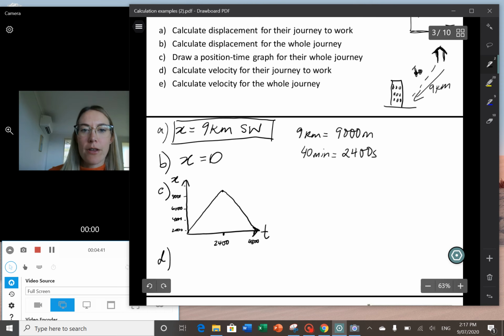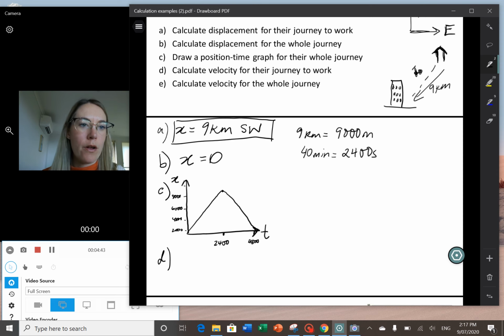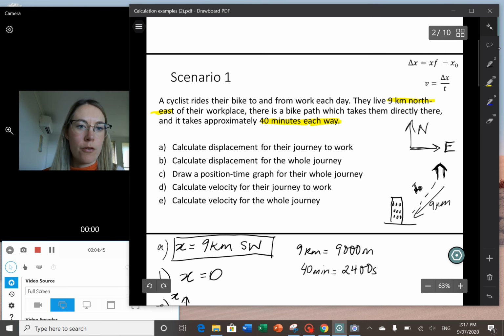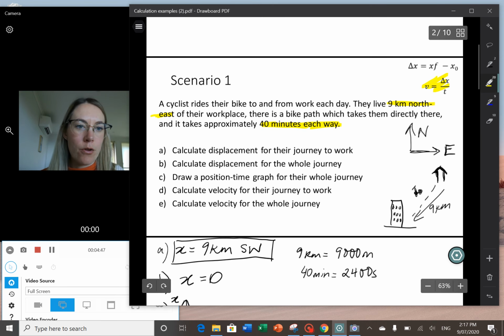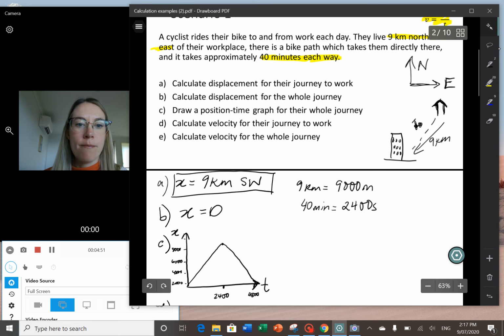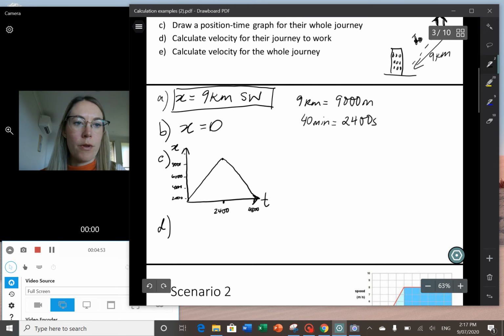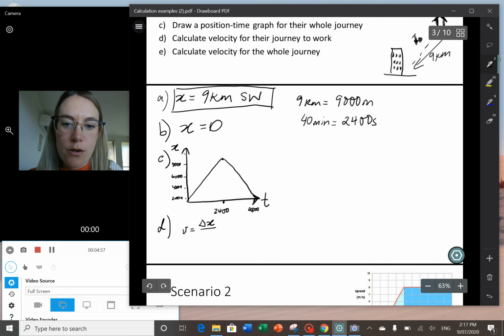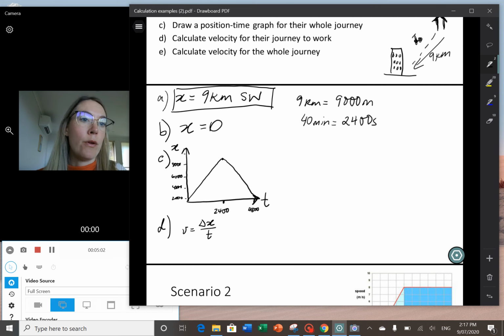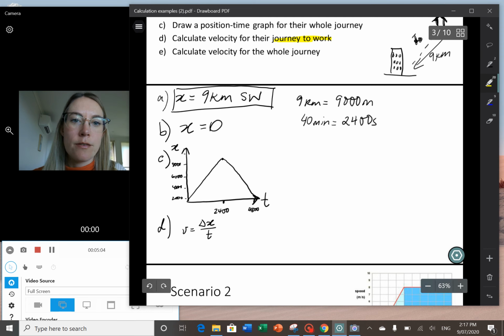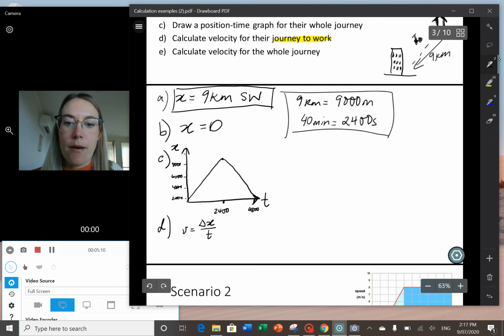Part D, calculate the velocity for their journey to work. So let's have a quick look at the top of this slide. Velocity is equal to a change in position over time. So that's the formula we're going to want to use. Velocity is equal to a change in position over time. We're looking at just the journey to work again. So we've actually got the information that we need right here.